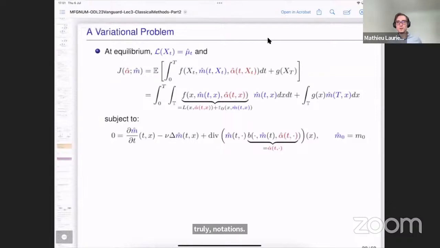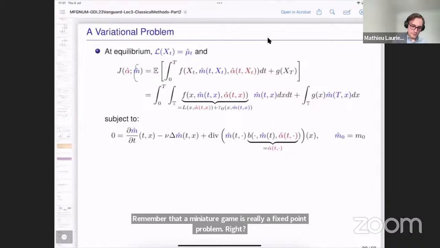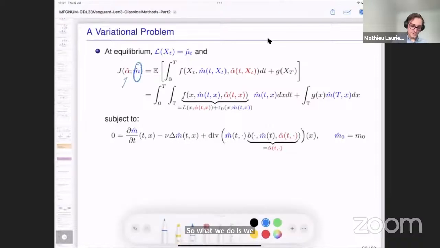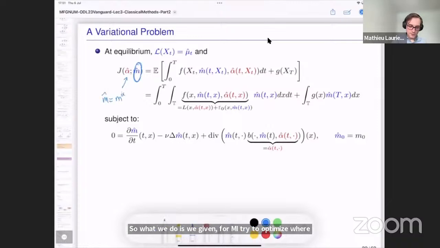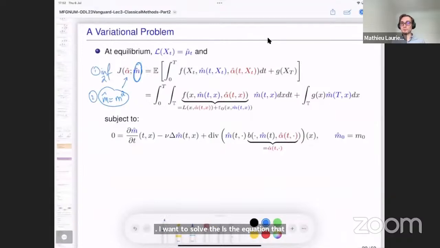So what is the idea behind the variational problem? Remember that a mean-field game is really a fixed point problem, right? So what we do is, given alpha m, I try to optimize over alpha hat, and then separately, I impose that m hat should be equal to m generated by alpha hat. So two steps. Step 1, I want to do the inf over alpha hat. Step 2, I want to solve the equation that m hat should be equal to m alpha hat. So this is really a fixed point problem.